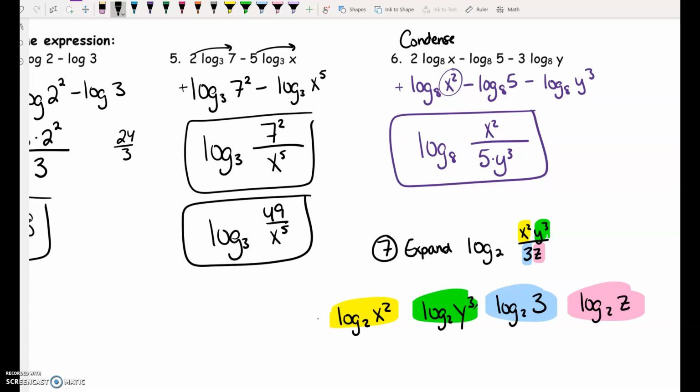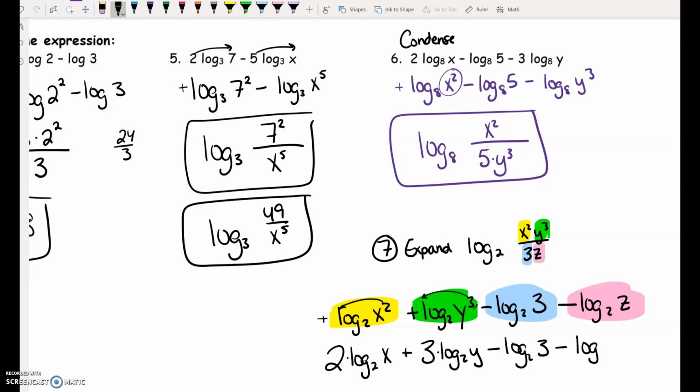X squared was on the top, so that one's positive. Y to the 3rd was on the top, so that log's positive. 3 was on the bottom, that log is negative. Z was on the bottom, that log was negative. Then deal with your exponents. All of these exponents need to come in front. So this is 2 times the log base 2 of x plus 3 times the log base 2 of y minus the log base 2 of 3 minus the log base 2 of z.